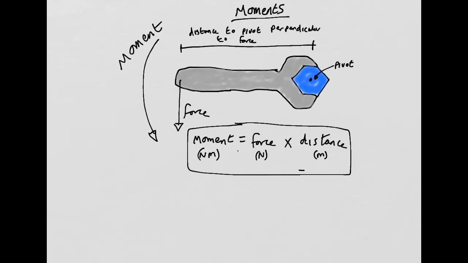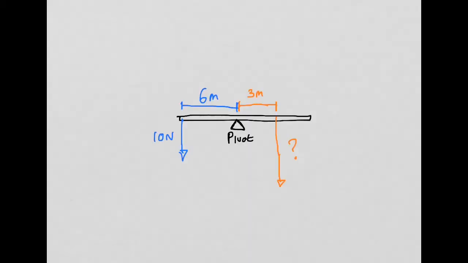Okay, right, let's have a look at some more complicated situations then. So this is a case when we've got two moments acting on a system. So we've got two rotational forces acting on a system. We've got the blue distance and the blue force, and we've got the orange distance and the orange force, which we need to find out in this case. So how do we approach a problem like this? Something you need to know is the law of moments.